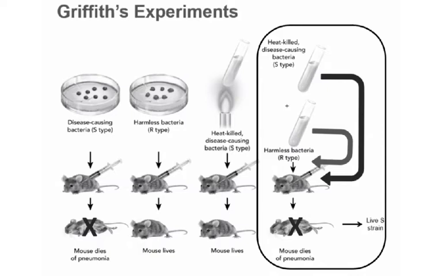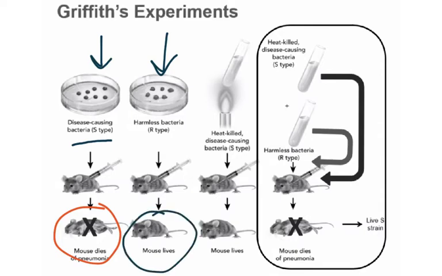Remember, in this experiment, he wanted to figure out how it was that certain bacteria were killing mice. In the first Petri dish here, he has these pathogenic S-type bacteria that actually end up killing the mouse. Then he has another Petri dish containing harmless R-type bacteria where the mice live. He then heat kills the S-type bacteria that's harmful, and lo and behold, the mouse lives.